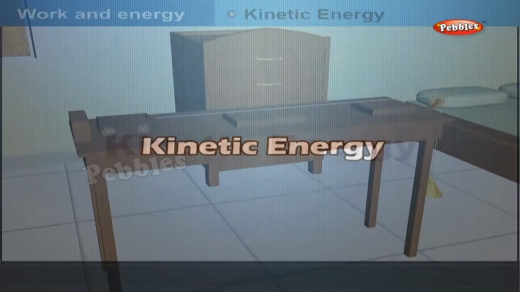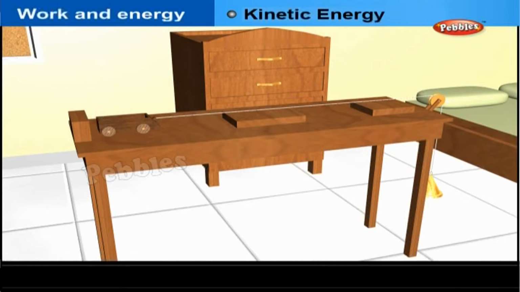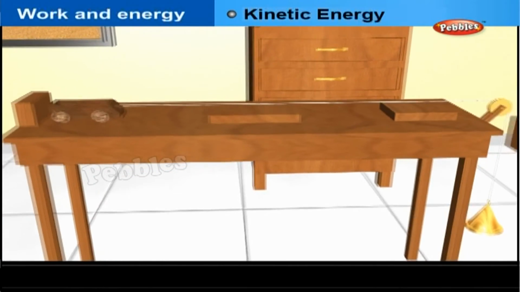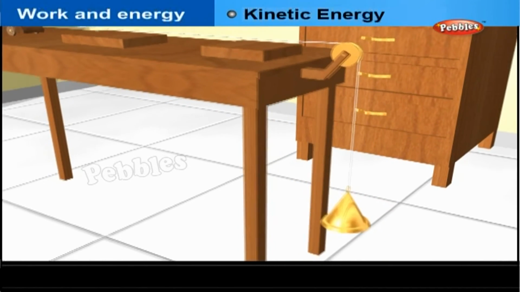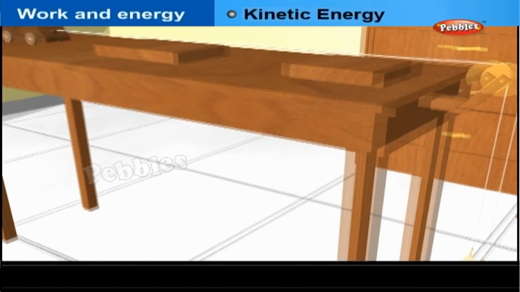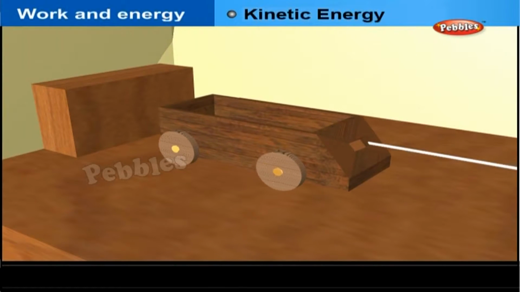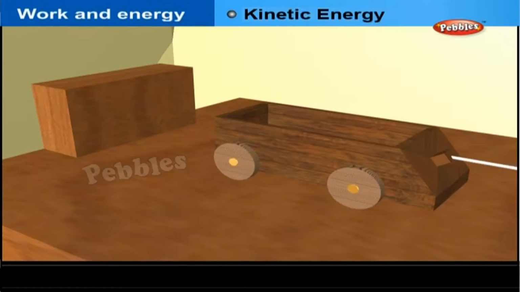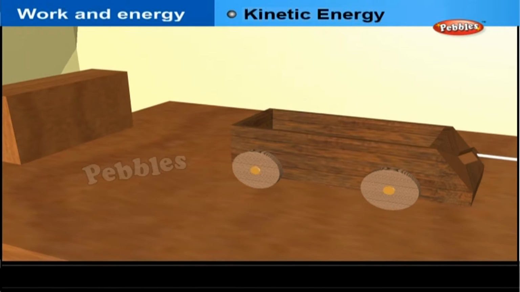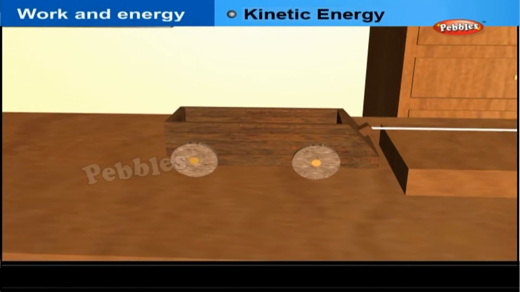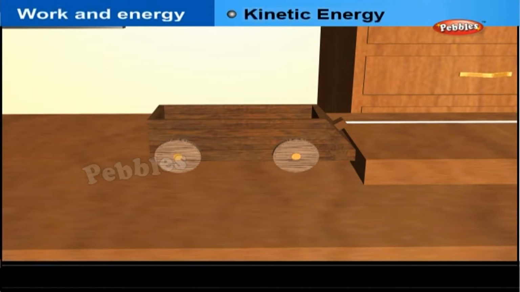Kinetic energy. Set up the apparatus as shown. Place a wooden block of known mass in front of the trolley at a convenient fixed distance. Place a known mass on the pan so that the trolley starts moving. The trolley moves forward and hits the wooden block. Fix a stop on the table in such a manner that the trolley stops after hitting the block. The block gets displaced. Note down the displacement of the block.